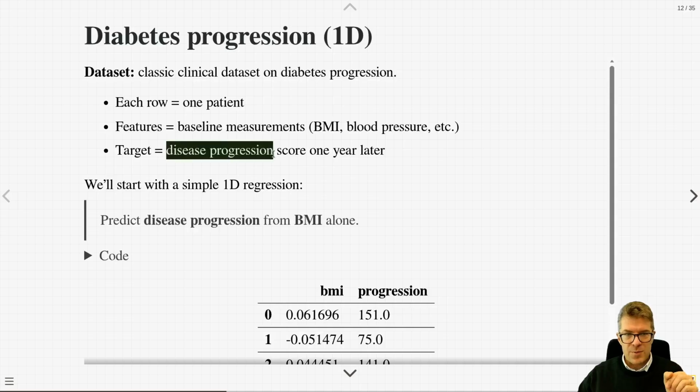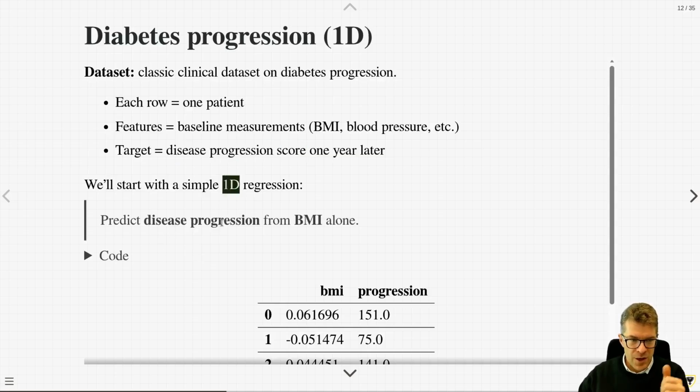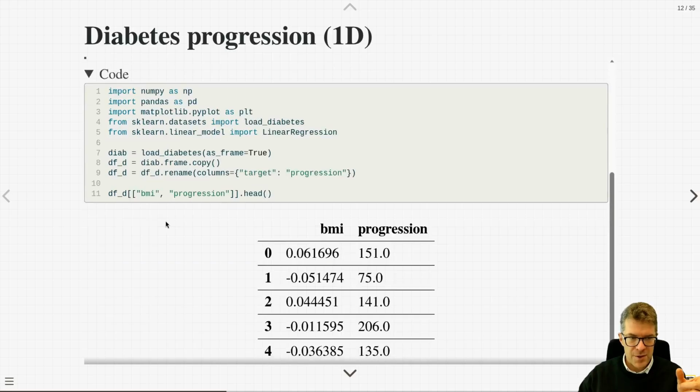And we have a disease progression score, just a value that we were trying to estimate: how far along is the patient in terms of their progression of the disease. But we're going to start with a simple one-dimensional regression. We're going to predict this target using only BMI. So here's this bit of code.